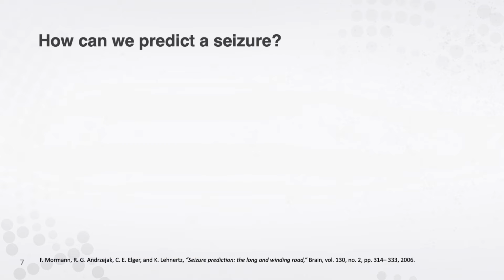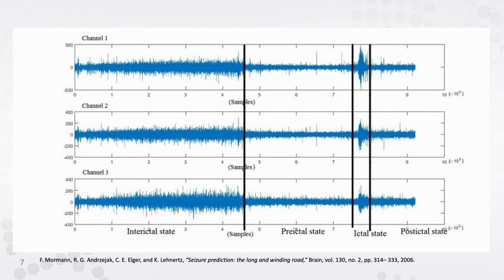So how can one actually predict a seizure using intracranial EEGs? Well, let's start off by looking at an EEG, a 3-channel EEG of a seizure actually happening. So there are 4 stages of a seizure. First there's the seizure itself, which is the ictal state.